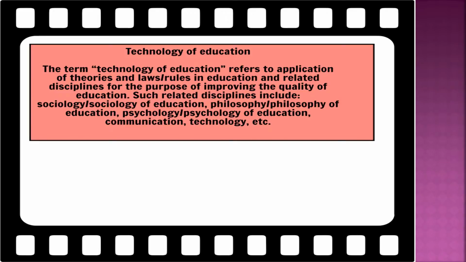Now, after looking at technology in education, we're going to look at technology of education. Technology of education actually refers to theories and rules that we have in education, related to this discipline, all of which are for improving the quality of education. Some of these disciplines are sociology of education, philosophy of education, psychology of education, communication, and so much more. And all of it is trying to tell us what technology of education is.